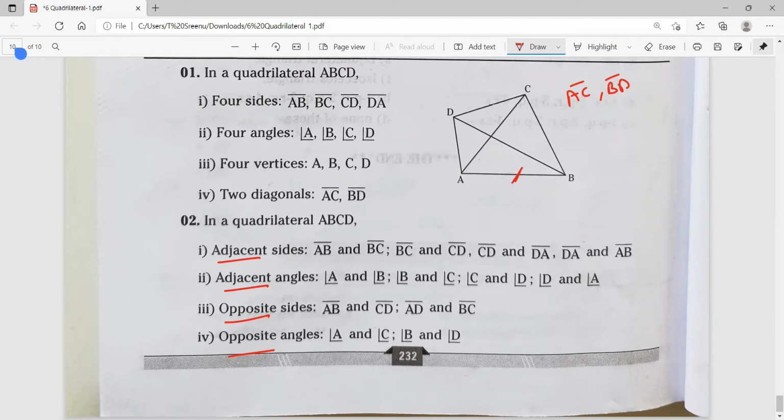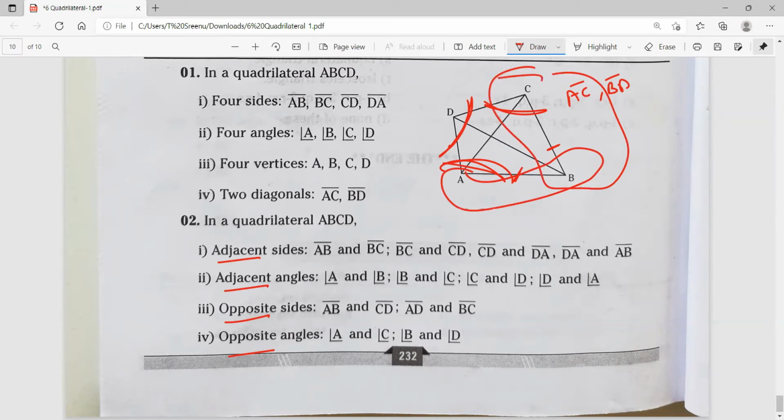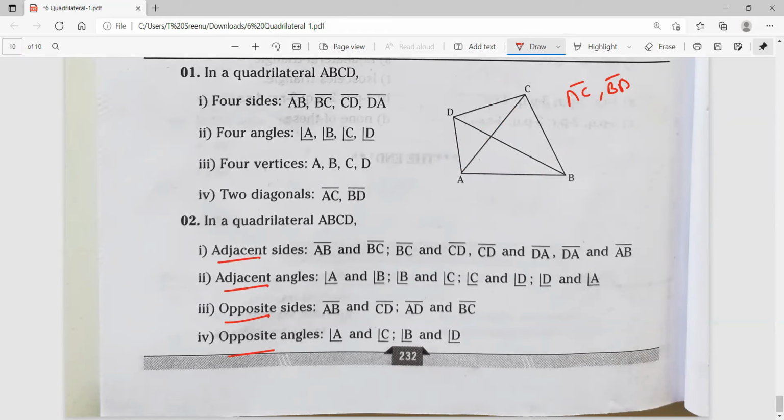Adjacent sides: we can call AB, BC adjacent sides, BC, CD adjacent sides, CD, DA adjacent sides, and DA and AB are adjacent sides. Then adjacent angles we can take: angle A and angle B, angle B and angle C, angle C and angle D, angle D and angle A. Like this it will go. Opposite angles, opposite sides.